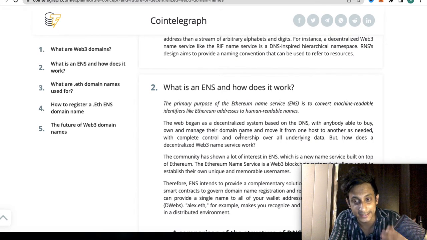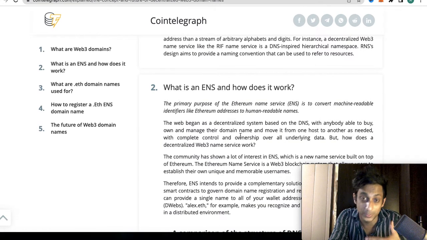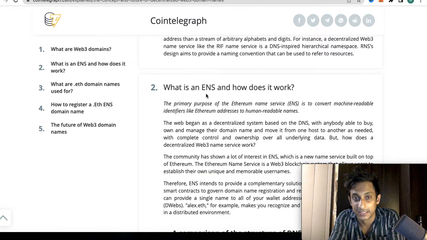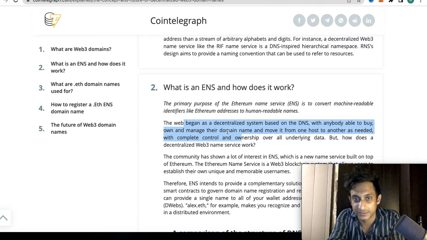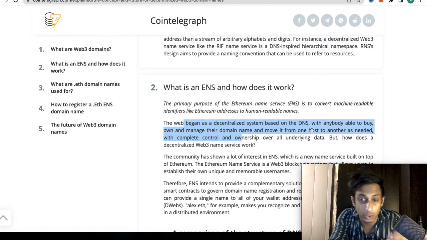How do you, where is it available, what kind of services, where is the service provided to get? So this is ENS, Ethereum Naming Service. And basically they even have a crypto token via the name ENS. The primary purpose of Ethereum Naming Service is to convert machine readable identifiers like Ethereum addresses to human readable names. As you know, the web began as a decentralized system based on the DNS, with anybody able to buy, own, and manage their domain name and move from one host to another as needed, with complete control and ownership over all underlying data.